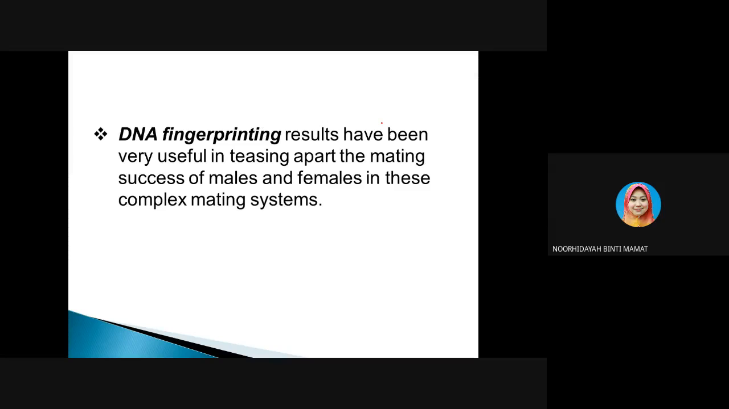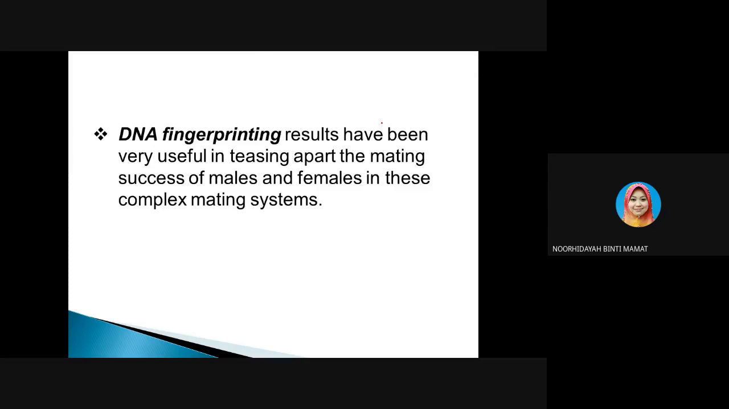So we move to the DNA fingerprint. The DNA fingerprint results have been very useful in teasing apart the mating success of males and females in this complex mating system. Because just now we were talking about two males mating with one female, right? So the young don't know which young belongs to either the alpha male or beta male. So we have the DNA fingerprints in order to test which father the young belong to.